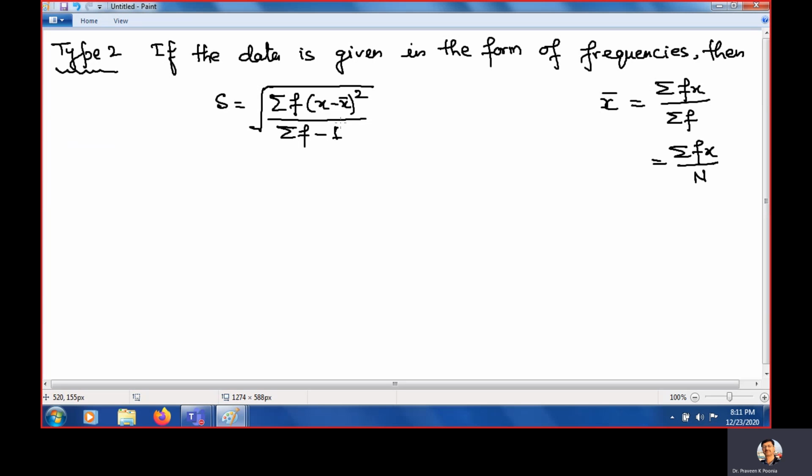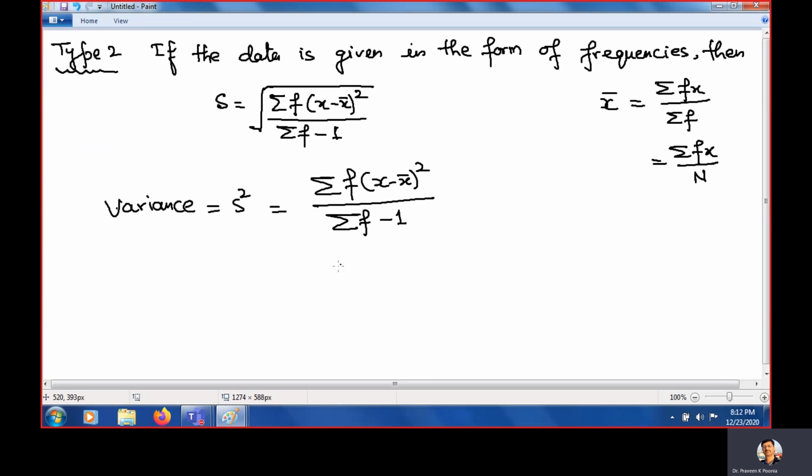So the formula is the same. The formula is not very difficult. It is only that we multiplied by f. And in case we want to write the variance, it is again very simple, s square, and it will be sigma f (x minus x bar) power 2 upon sigma f minus 1. Or you can write it as sigma f (x minus x bar) power 2 upon sigma f, that is n, minus 1. You can write like this one.